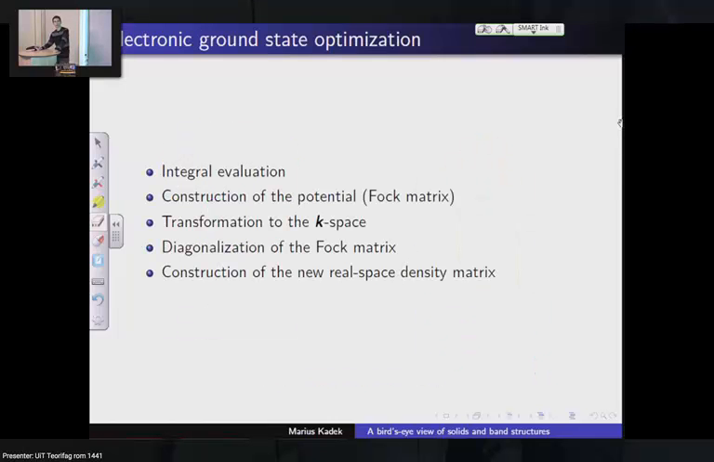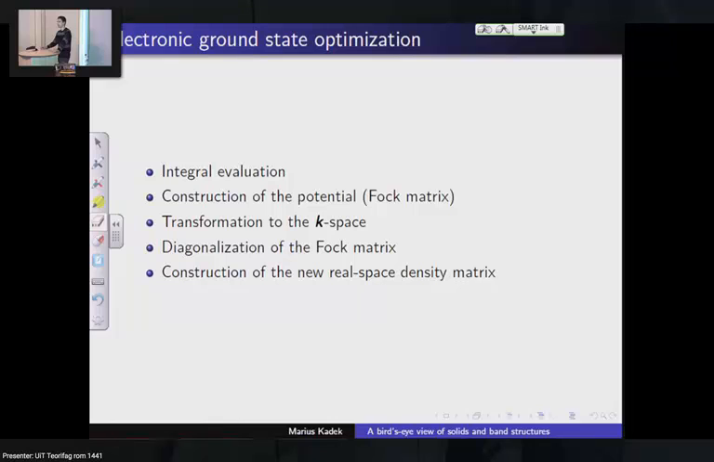Okay, so now what I actually do is electronic ground state optimization, which is a common name, but it's a standard self-consistent field theory in a one Slater determinant framework, which means either Hartree-Fock or Kohn-Sham DFT. And these steps, as they are written there, are almost exactly the same as in the molecular world. So it's always: you first evaluate integrals, then you use the integrals to construct the potential, the so-called Fock matrix. Then you transform to k-basis. I will explain this later.